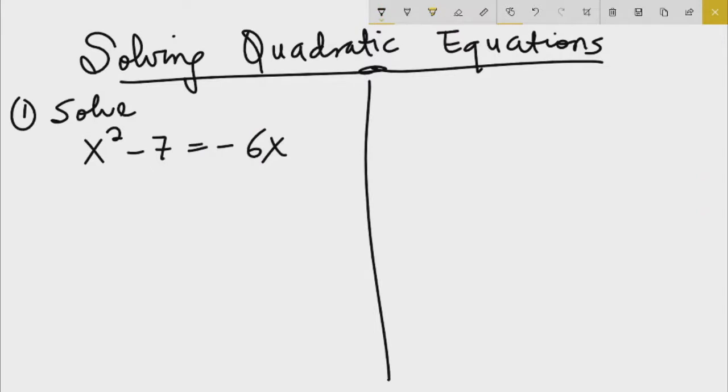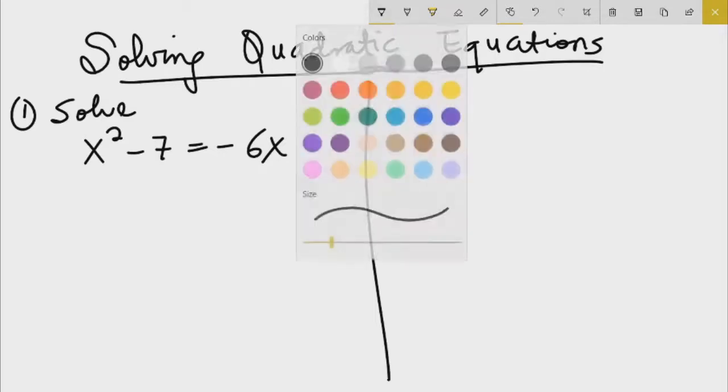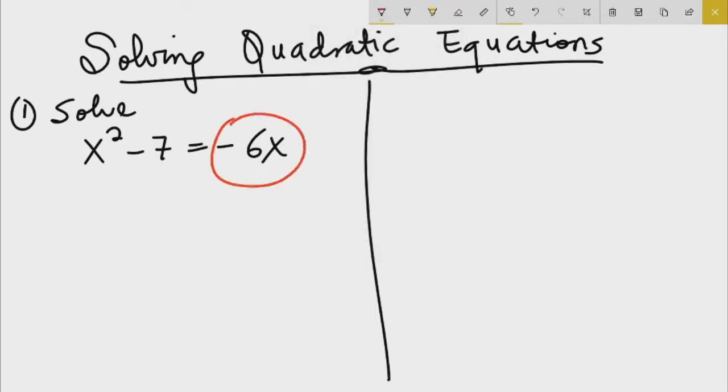For example 1, you are asked to solve x squared minus 7 equals negative 6x. This is not written in standard form. To be able to write it in standard form, we need to move the negative 6x to the left, so it will become a positive. That will make it become x squared plus 6x minus 7 equals 0.